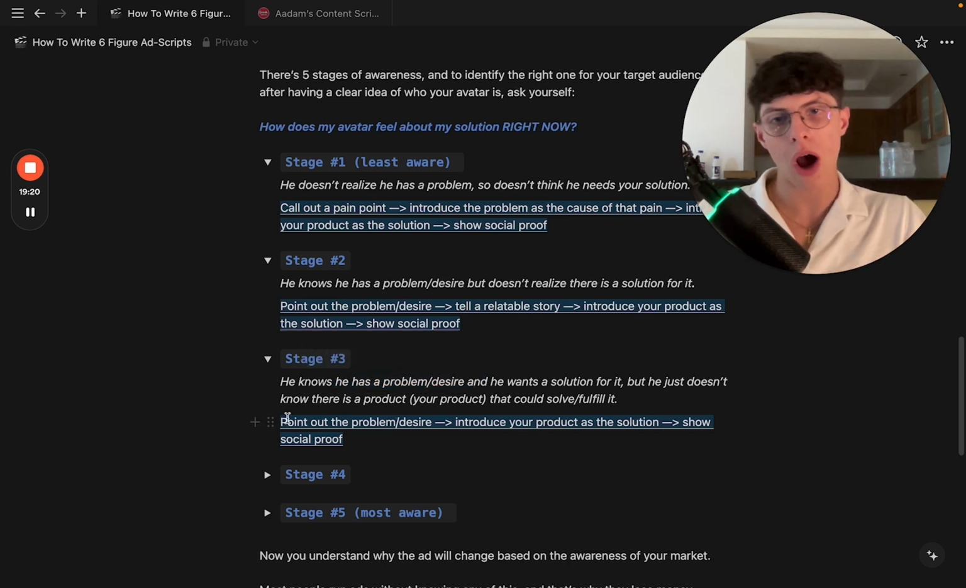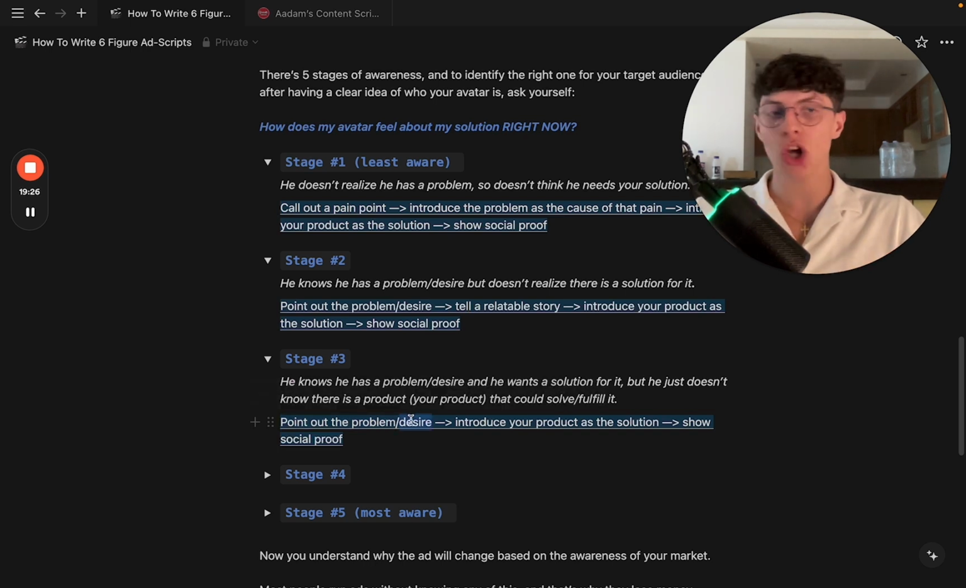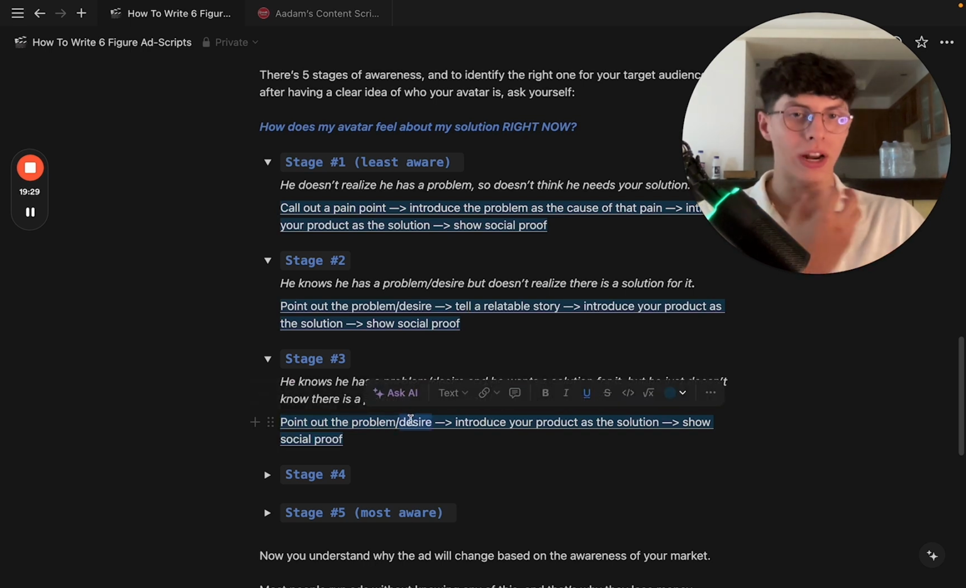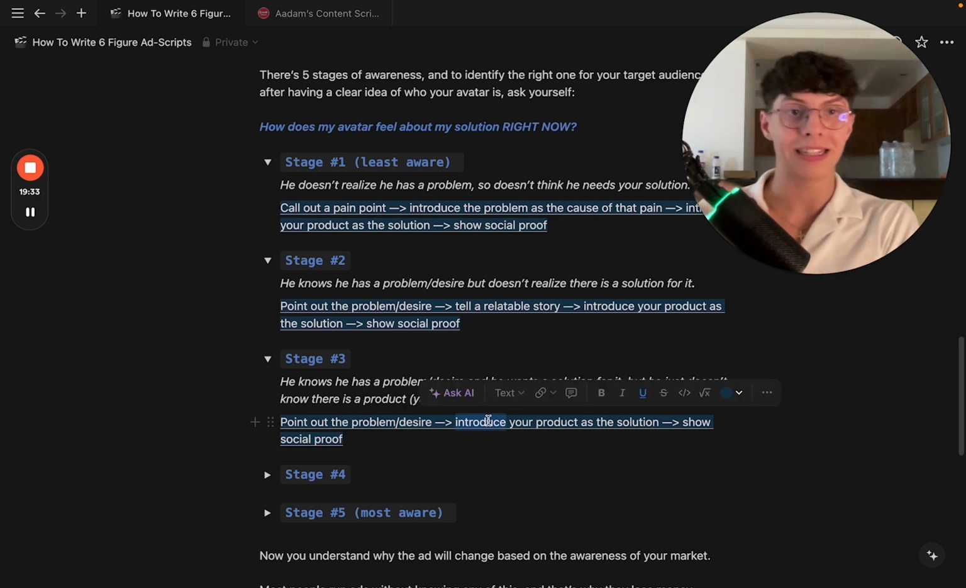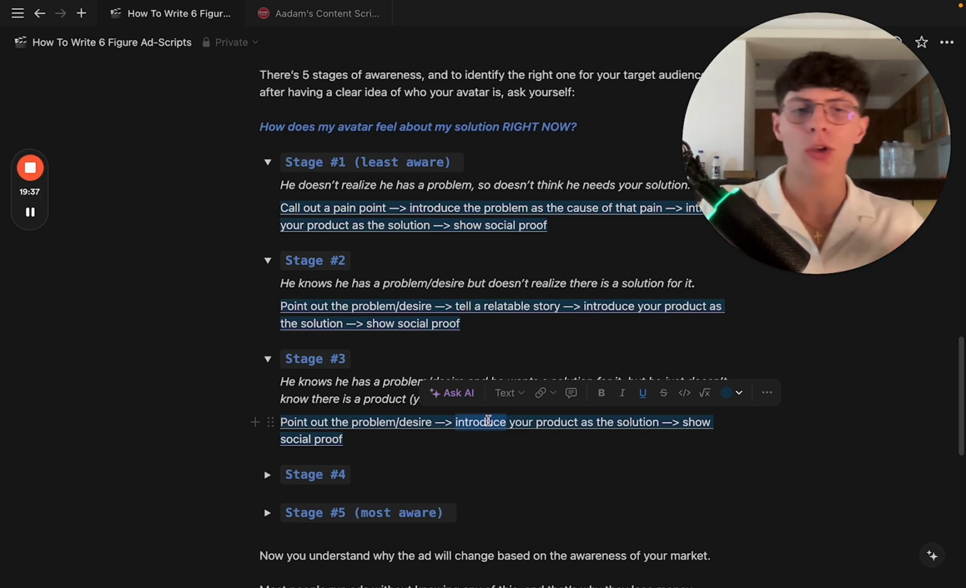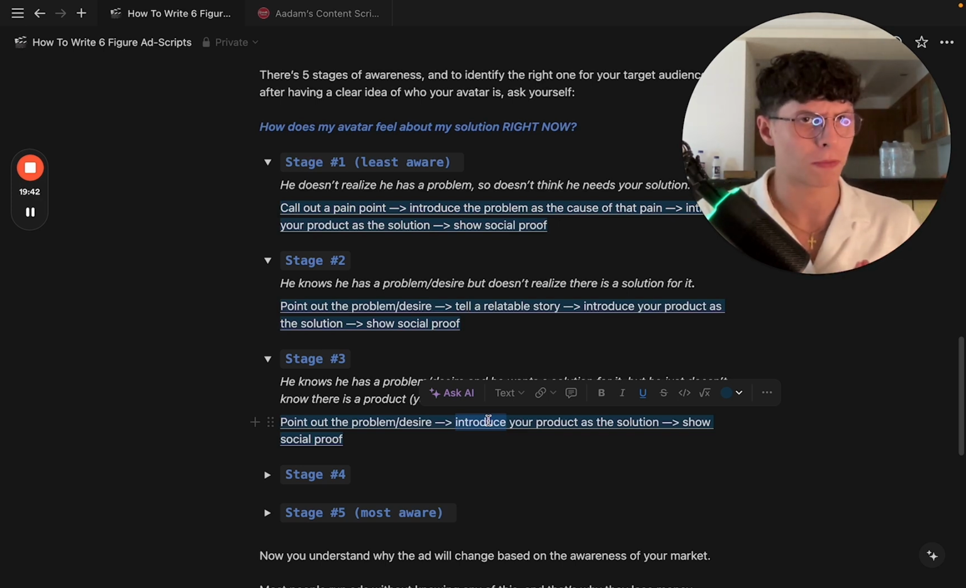Clear? Now, how do you deal with someone that is in this situation? The first thing you do is you point out the problem or the desire that they have. That is always going to hook people, their problem or their desire. Then you say, hey, if you have this problem, this will solve it. This is the solution. Okay? You don't need to convince them. You don't need to give them a relatable story because they already understand that there is a solution. They just need to know what the solution is.